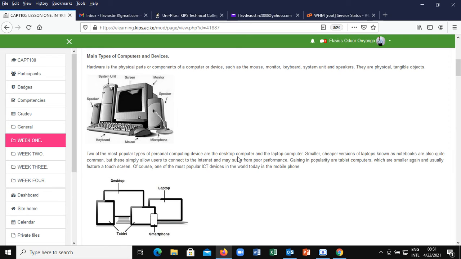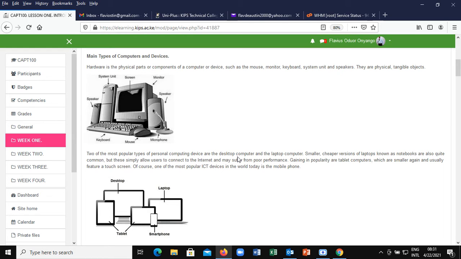Smaller, cheaper versions of laptops are also known as notebooks. I hope you're aware that some of us do not use these very large desktops or large laptop computers, but there are some of us that use those very small ones. We basically refer to them as notebooks. Of course, some of the features are that you find them even in the shops.